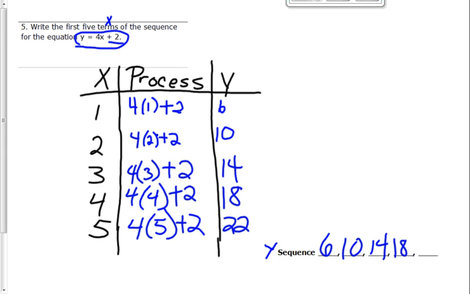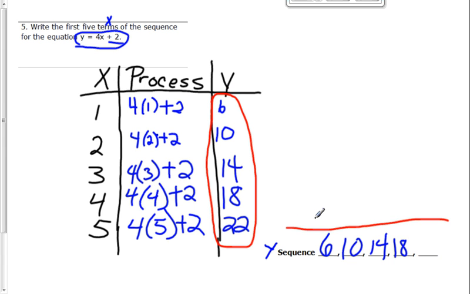Now remember, your sequence is your y's. It's all my y answers. So if I'm actually writing the sequence, position 1, I get an answer of 6. See, here's my 1, I get an answer of 6. Position 2, I get an answer of 10. Position 2, position 3, position 4. So position 5 should actually be 22. So when it asks for the sequence all at once, right here is it wants your y values.